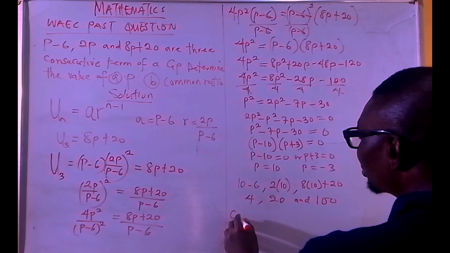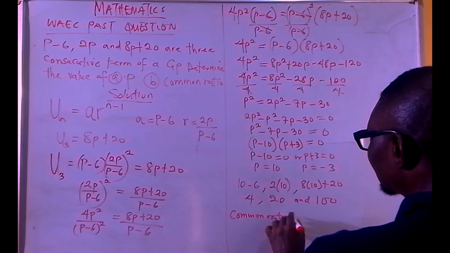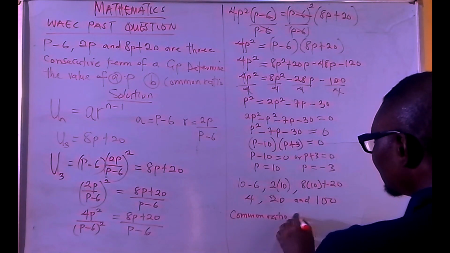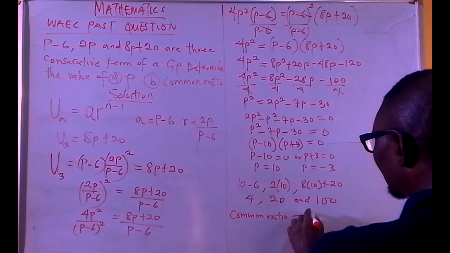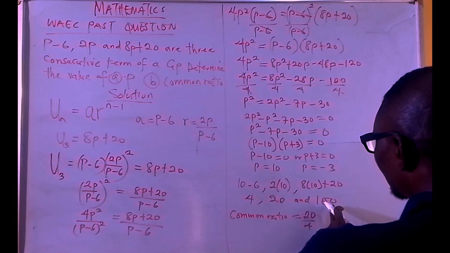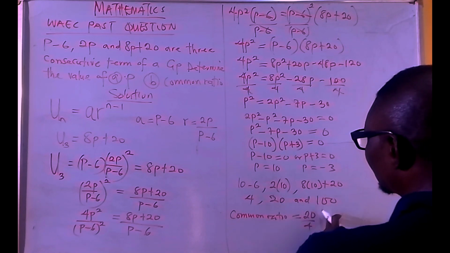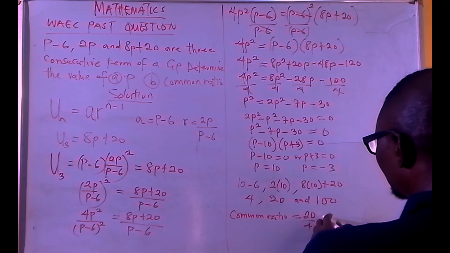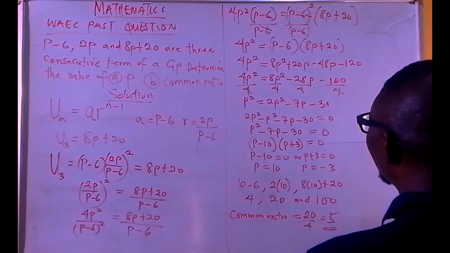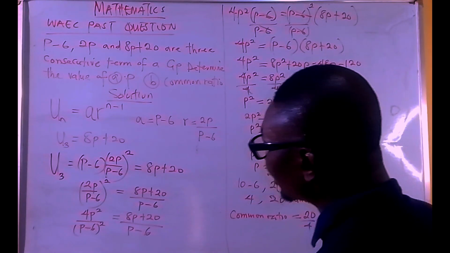So to get the common ratio, of course, we know that it is the second term divided by the first term. So getting the common ratio, we now have 20 divided by 4. You can as well see 100 divided, that is the third term divided by the second term, which is 100 divided by 20, which is 5. So the common ratio is equal to 5, while our P is 10 or minus 3.